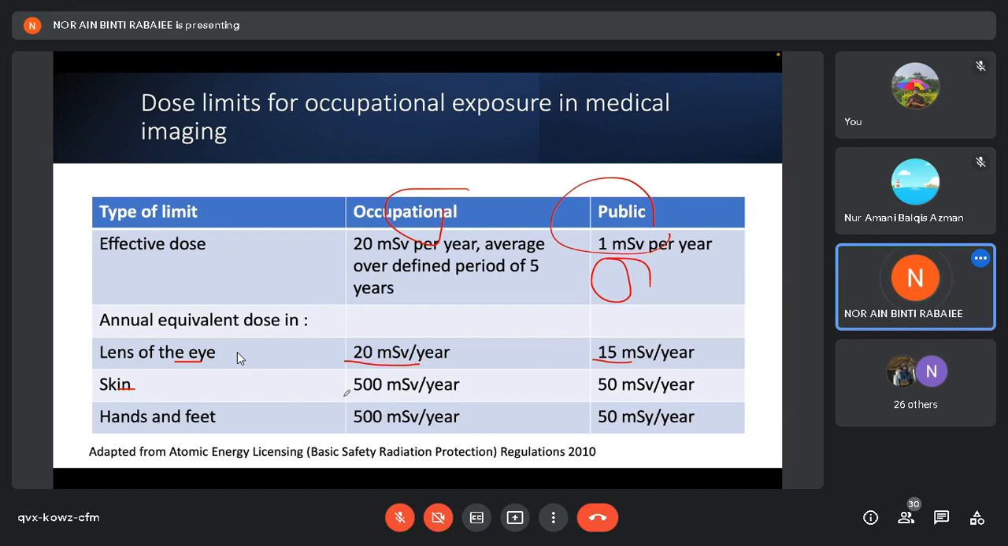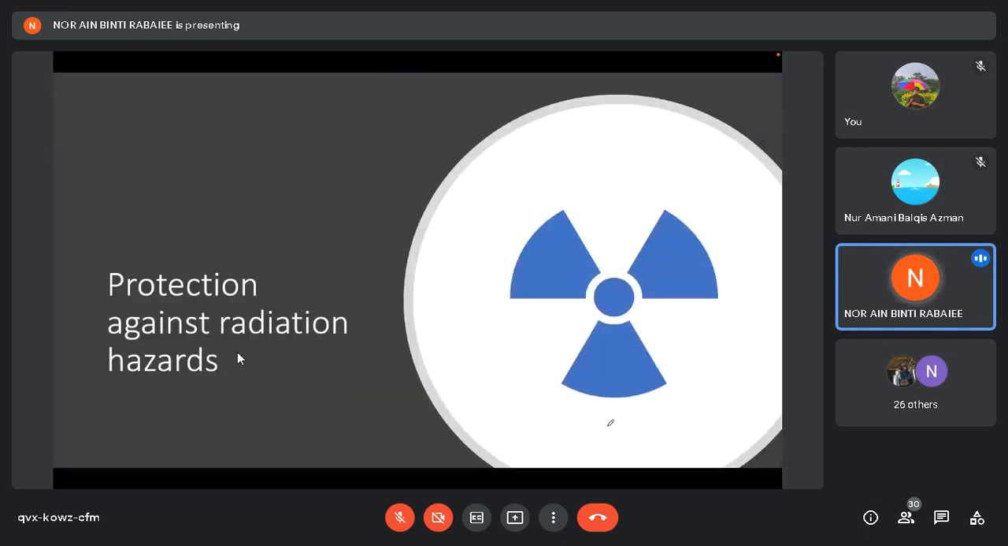For the skin, it is 500 millisievert per year for occupationals or radiation workers, and 50 millisievert per year for the public. For hands and feet, the radiation worker is recommended to receive a maximum of 500 millisievert per year, and for the public 50 millisievert per year. So how do we monitor the dose received by the radiation worker? That's why we have a radiation detector. We have personal dose monitoring to monitor the dose received by the body.